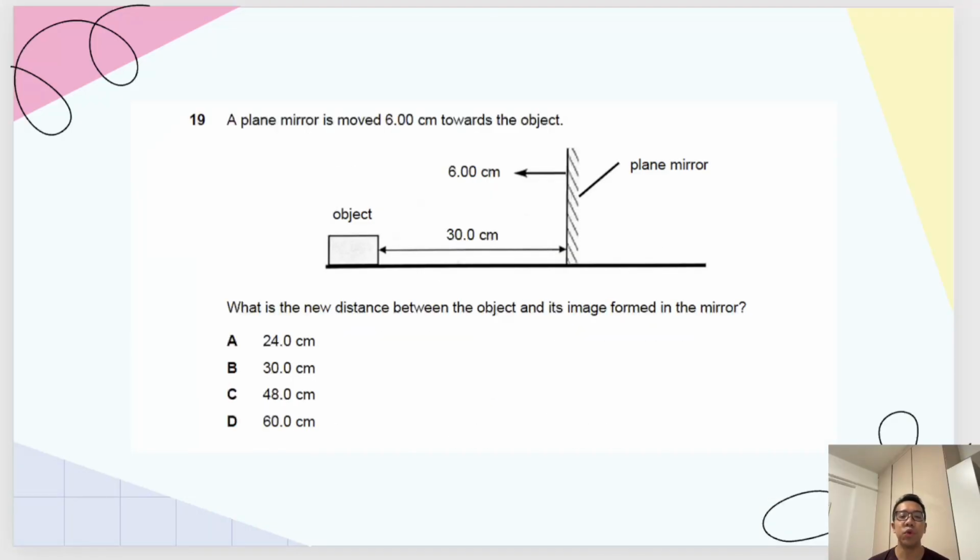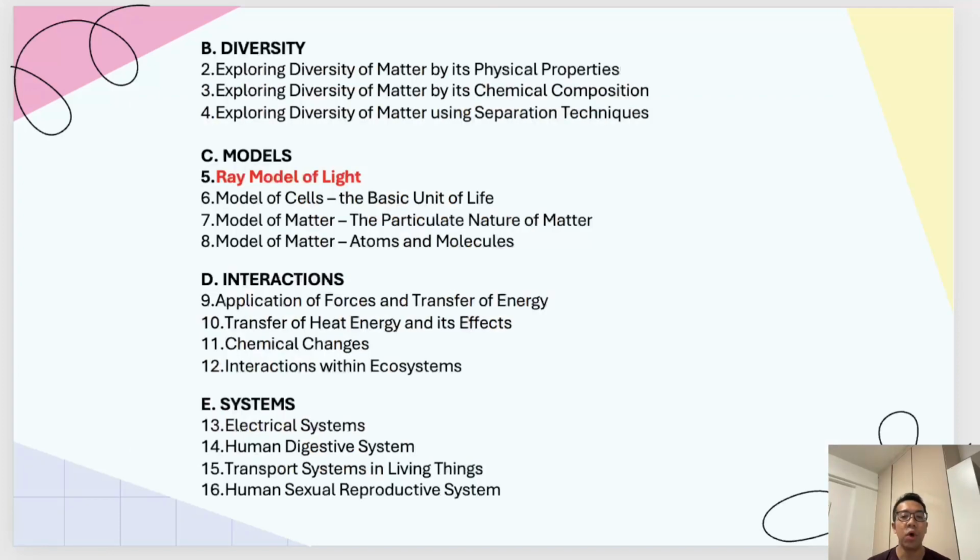Next, let's move on to this question, which is question number 19. It talks about a plane mirror that is being moved towards an object. You as the student need to figure out what is the distance between the object and the image in the mirror that has been moved. Before we go on any further, the question here lies under the subheader of ray model of light under the bigger header of models under the G3 syllabus.